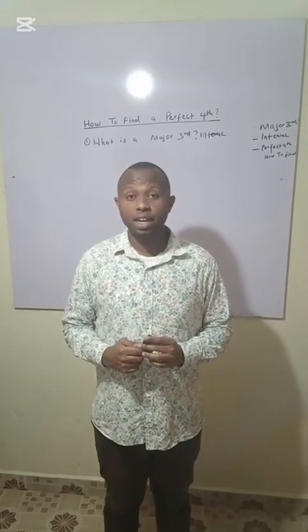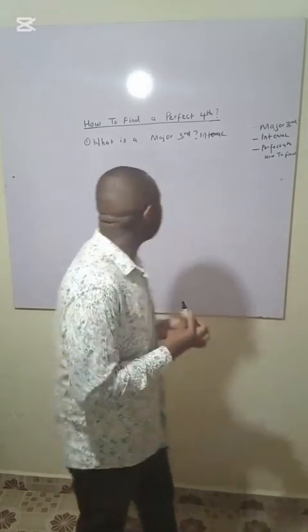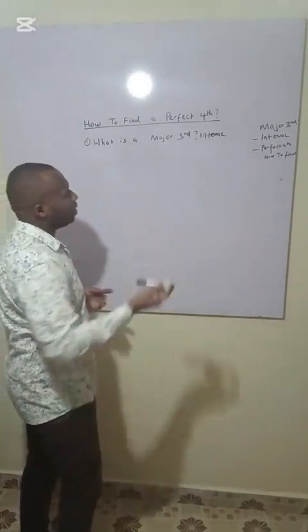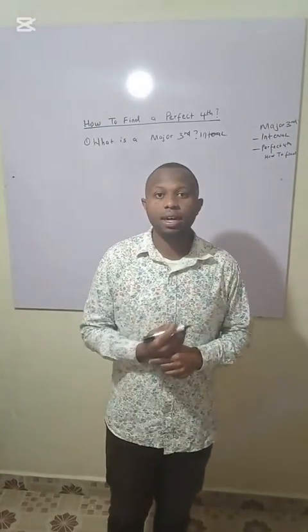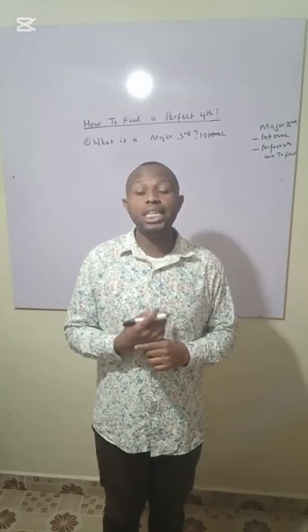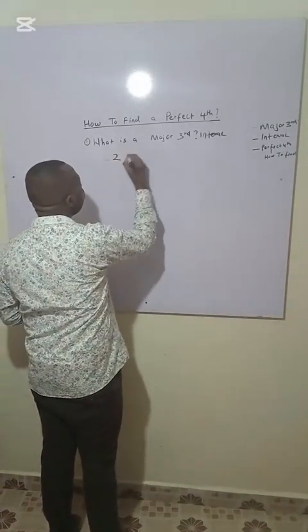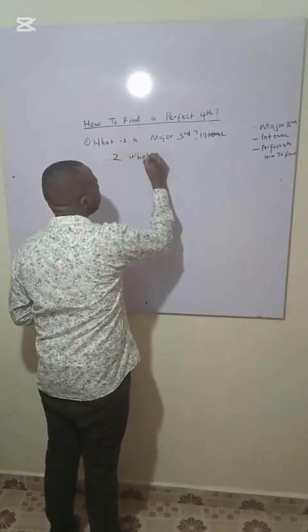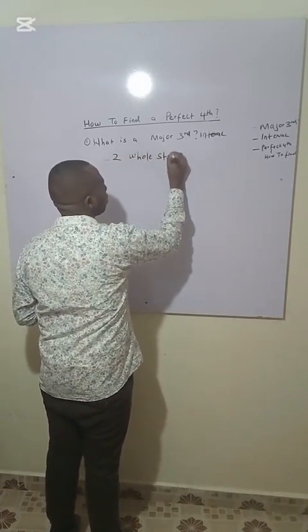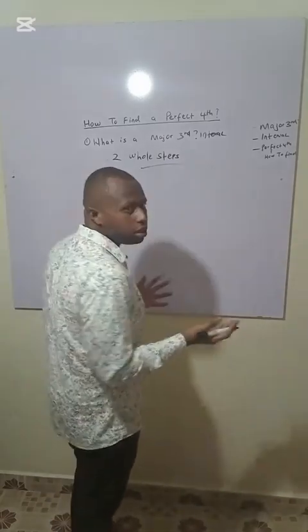So I've said we're answering 3 questions. And the first question is, what is a major third interval? A major third interval is simply 2 whole steps. That's what a major third interval is.